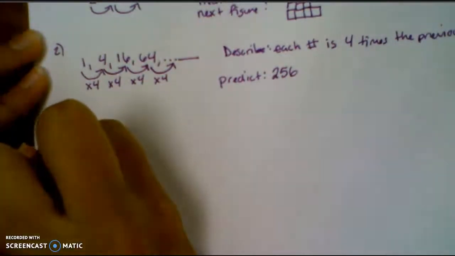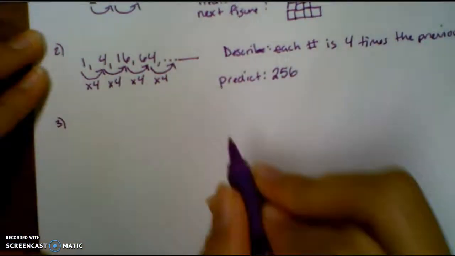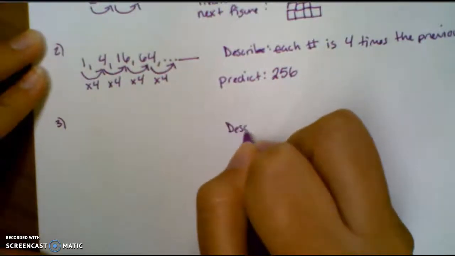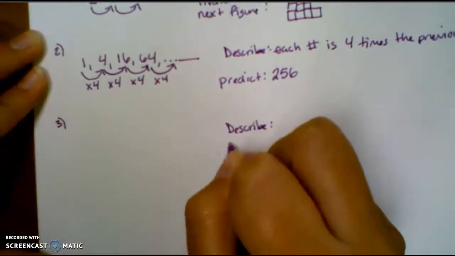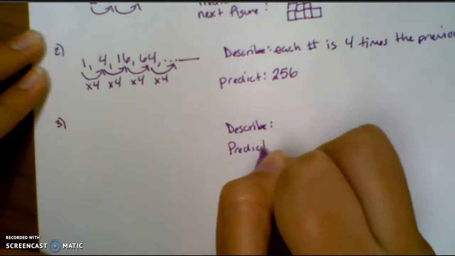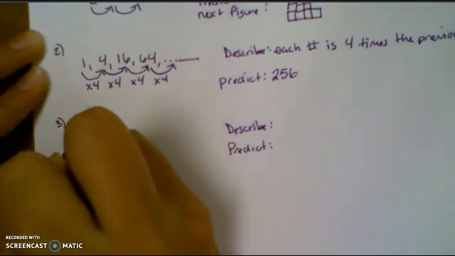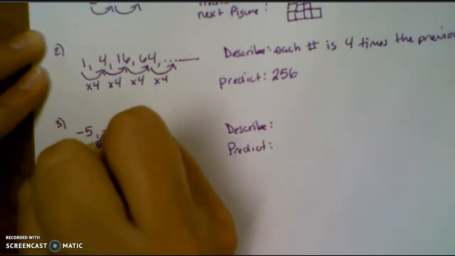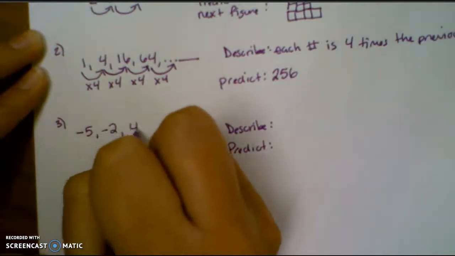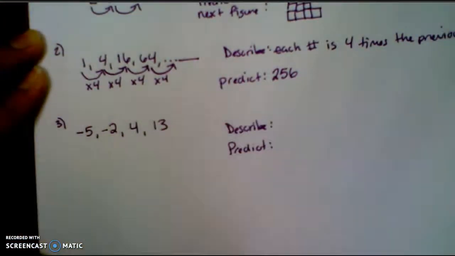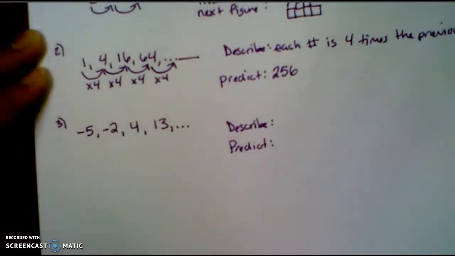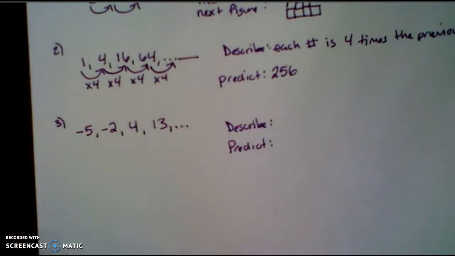Okay, so let's look at another one. Number 3. This one's a little bit different, and we're going to describe and we're going to predict. This one's going to go from -5 to -2 to 4 to 13, and then the pattern's going to continue. So we're going to describe and predict.